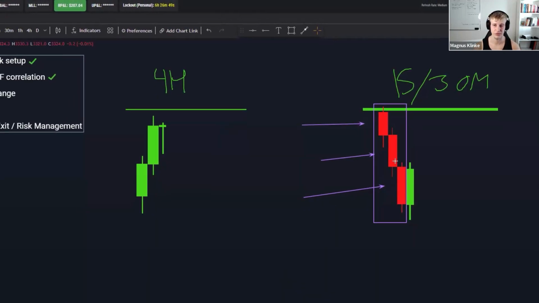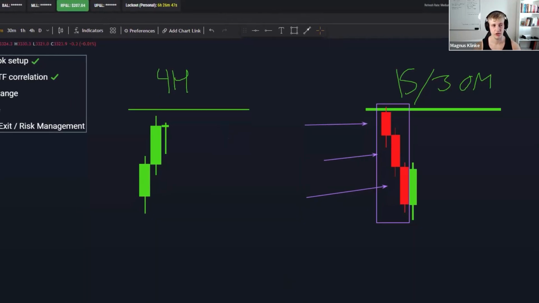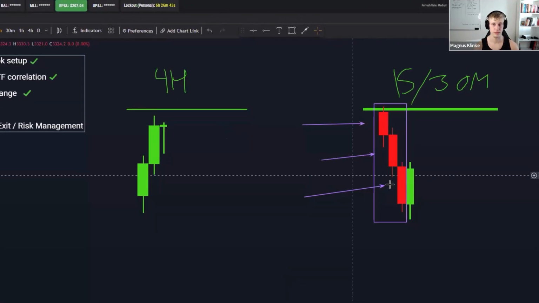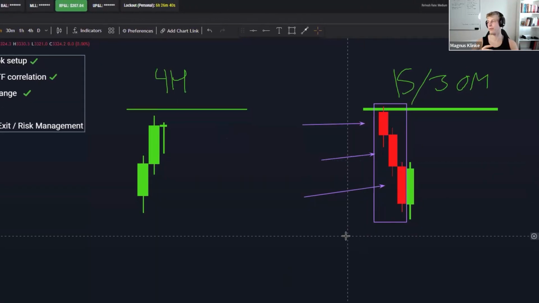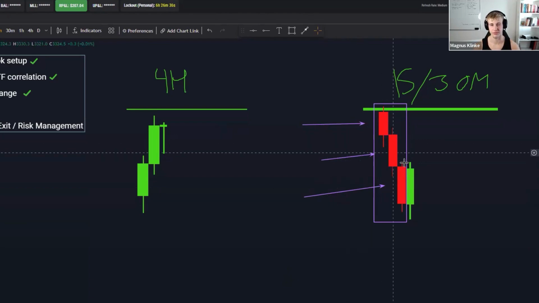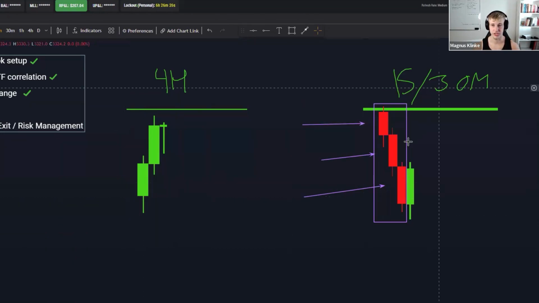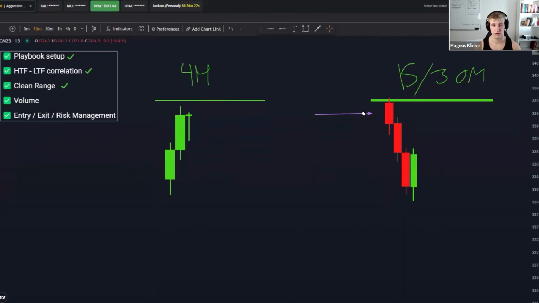So when we have that clean range, we can then check off that box too. Because when we have clean range here, that means we have a lot of clean range for price to come up again after moving down clean in the past. So when we have checked off playbook setup, we have found our edge in the market. We have seen that the higher time frame is aligning with the lower time frame. We've seen that we have a lot of clean range coming up here. That's a good sign, so now we can check all of those off.